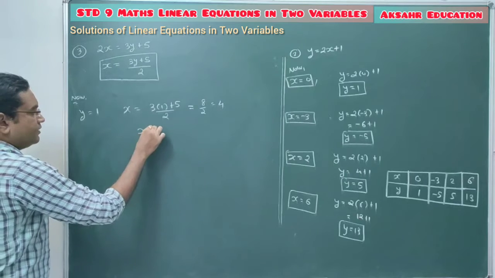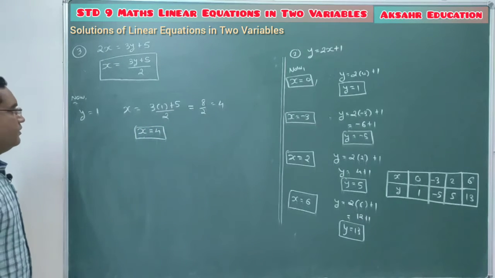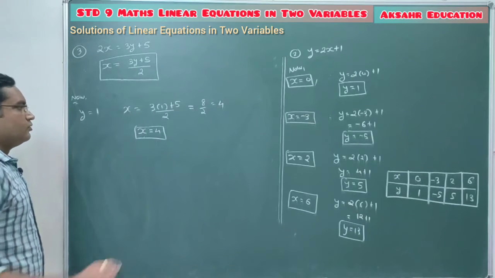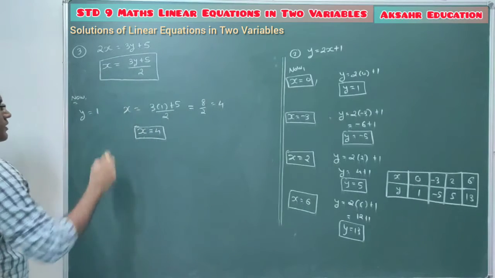So we are getting x in terms of integer. So we can easily locate this point 4 and 1 in our graph. Clear? So we have to do that practice, that means to avoid the fraction values of this x.